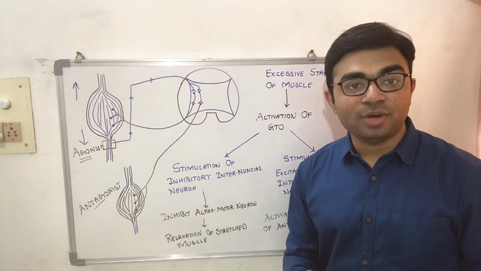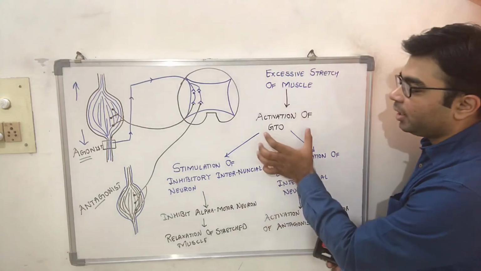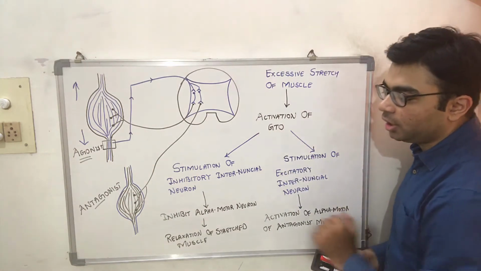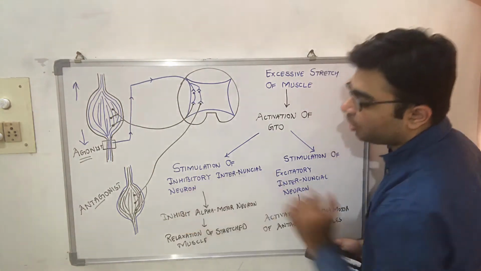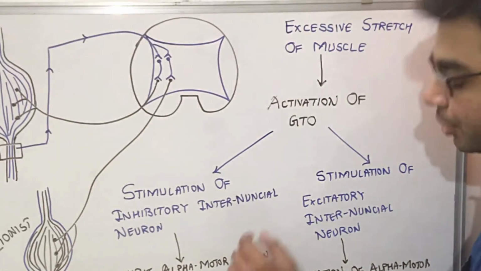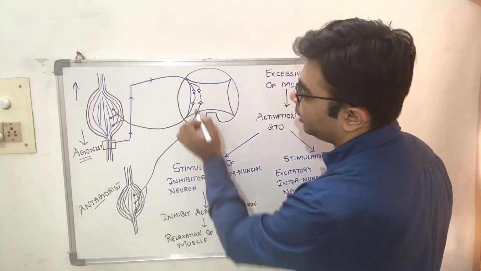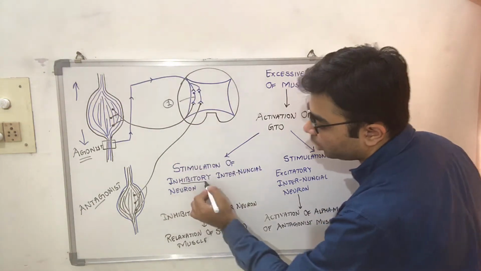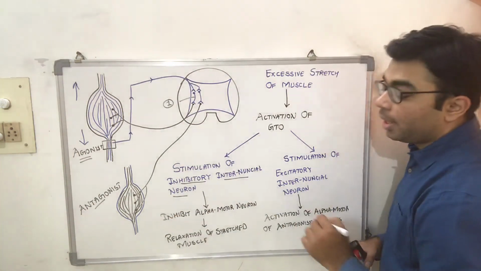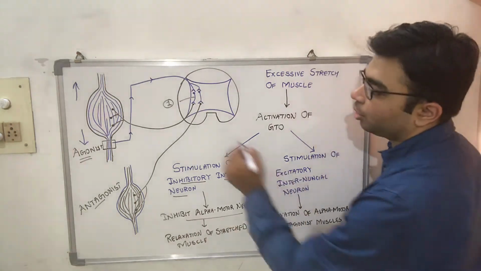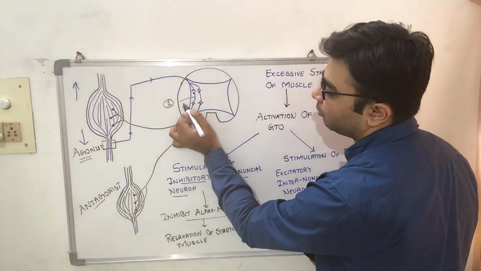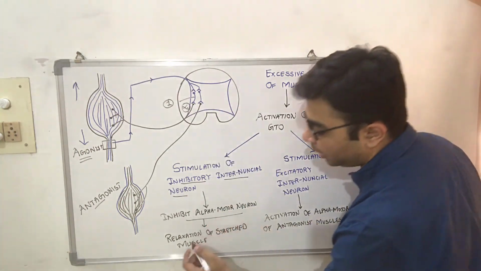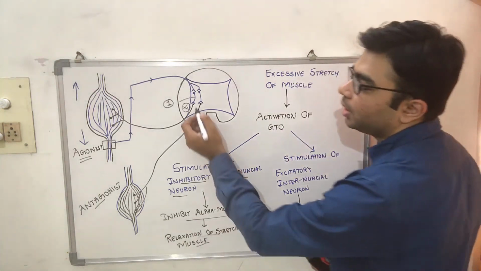So what is going to happen exactly? When there is activation of the Golgi tendon organ, there is stimulation of the inhibitory internuncial neuron. Let us suppose this number one neuron, that is the inhibitory internuncial neuron, inhibits the alpha motor neuron present over here, that is alpha 1, right? And the relaxation of the stretched muscle can be seen.